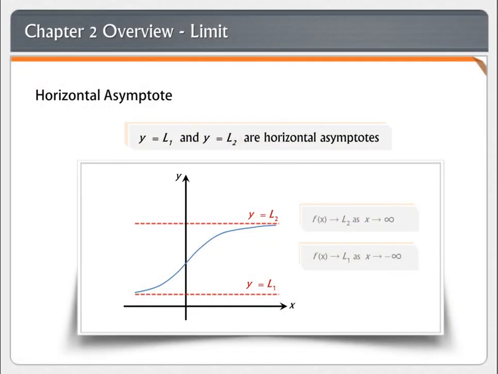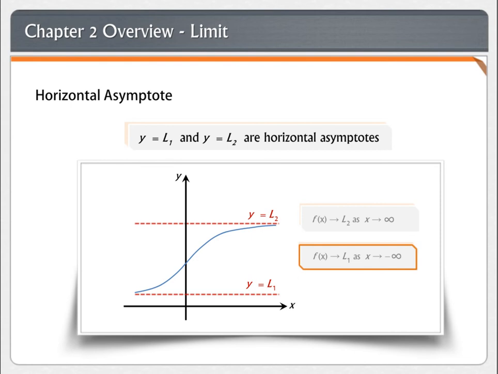Okay, for example, the following figure is going to illustrate the case for horizontal asymptotes. Notice that when we are going far to the right in the x-axis, you will notice that the curve of your function is approaching the horizontal line y is equal to L2. Now here, the line y is equal to L2 is going to be a horizontal asymptote for your function. Also, if we go far in the left direction of the x-axis, you will notice that the curve of your function is approaching the horizontal line y is equal to L1.